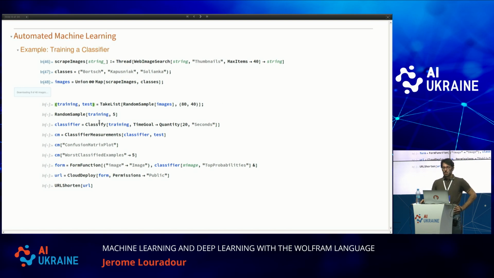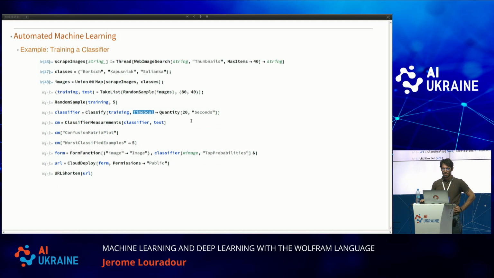So I'm going to train it, and you see here there are high-level options for the training. You can specify a time goal, like I want to train it a maximum of 20 seconds here, because I'm presenting, so it has to be fast. You also have options like performance goal, where you can choose between optimizing the memory of the model, or the speed, or the performance.